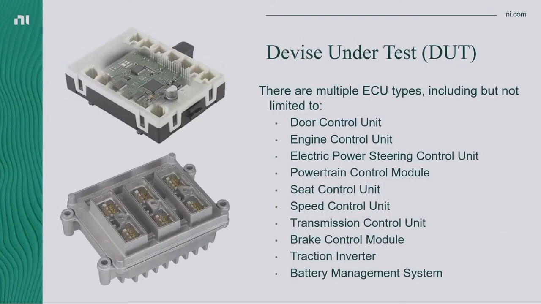Device under test for ECUTS. There are many types of ECUs, including but not limited to door control unit, engine control unit, electric power steering control unit, powertrain control modules, seat control unit, speed control unit, transmission control unit, brake control modules, traction inverter, and battery management system.